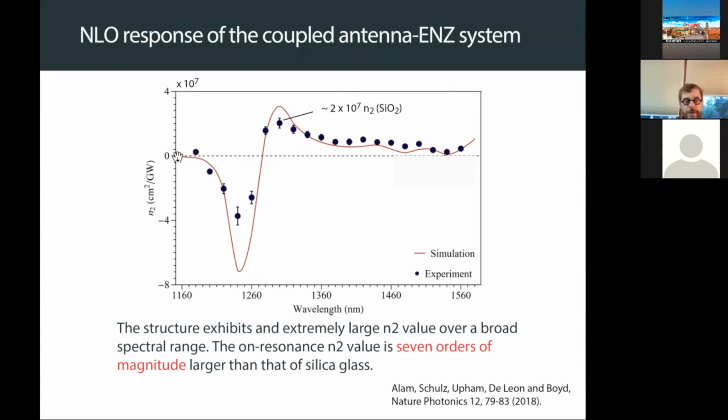So what do we see here? That N2 can be made to be either negative or positive. It has a very large value. And by changing the length of the antennas, we can control where this zero crossing is going to occur.